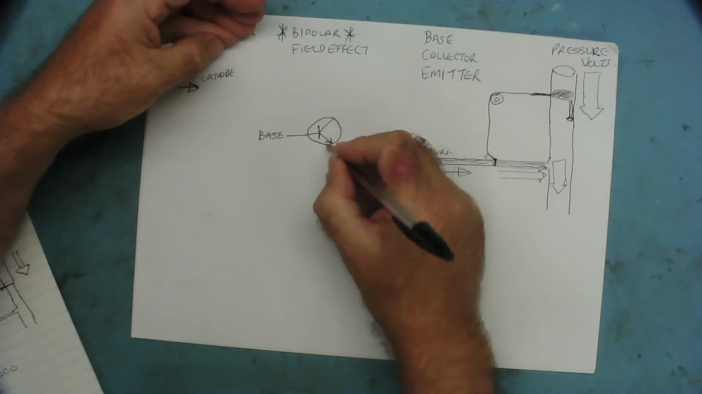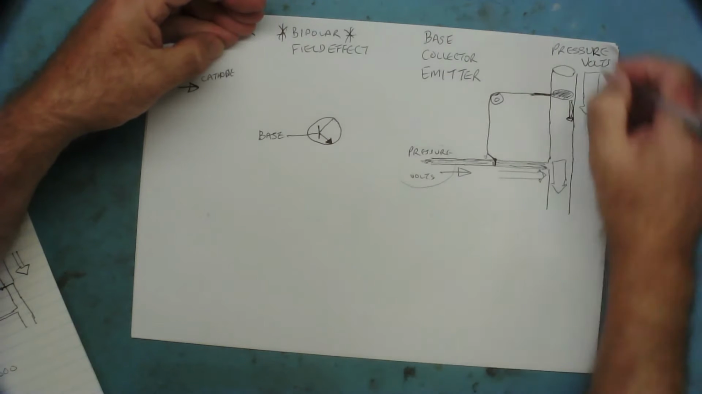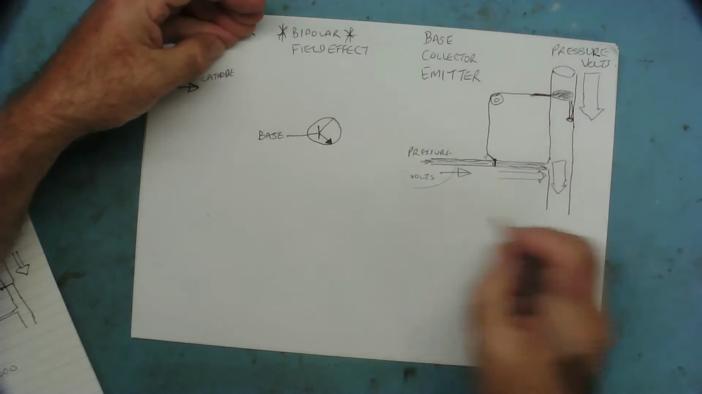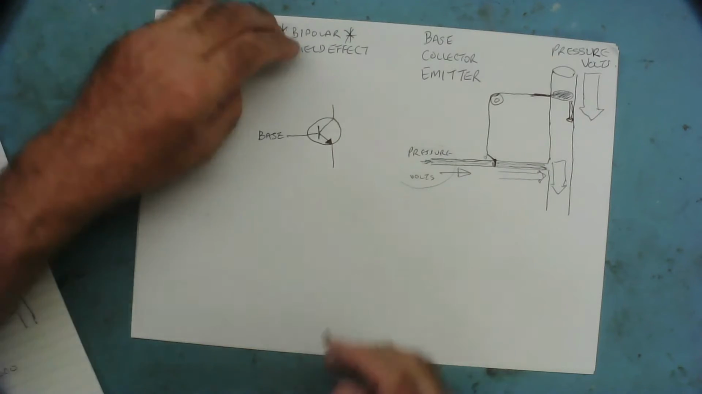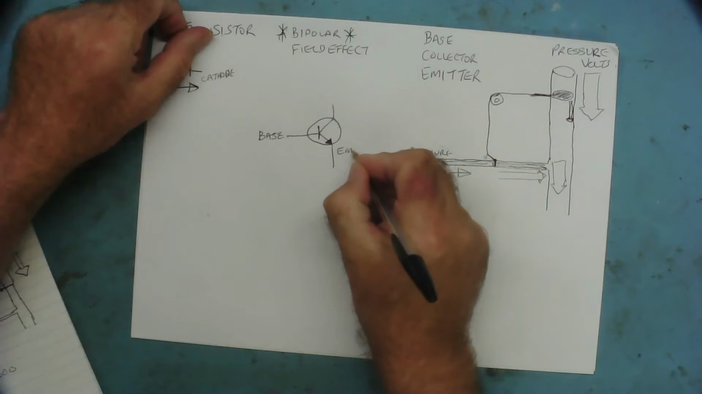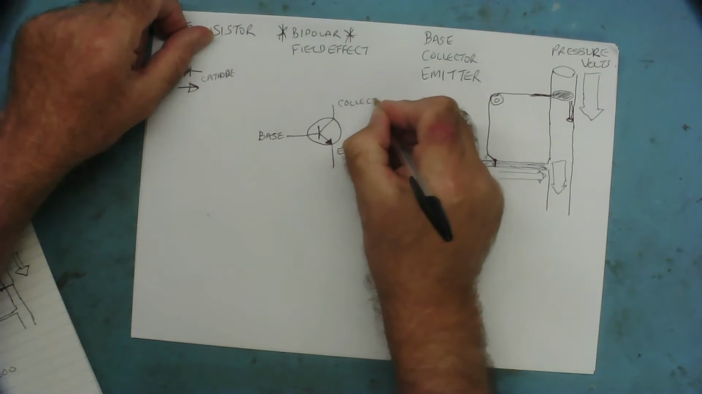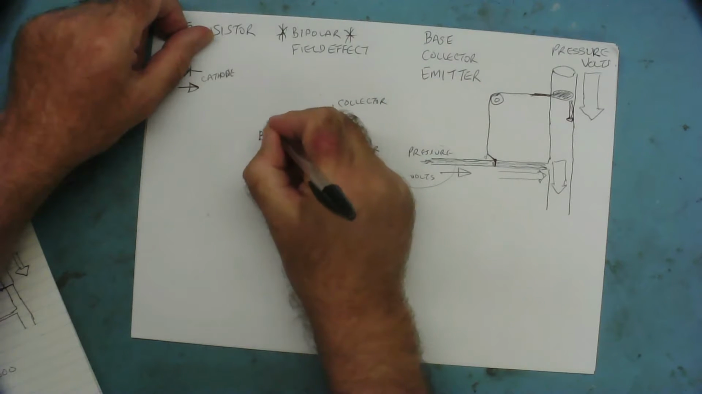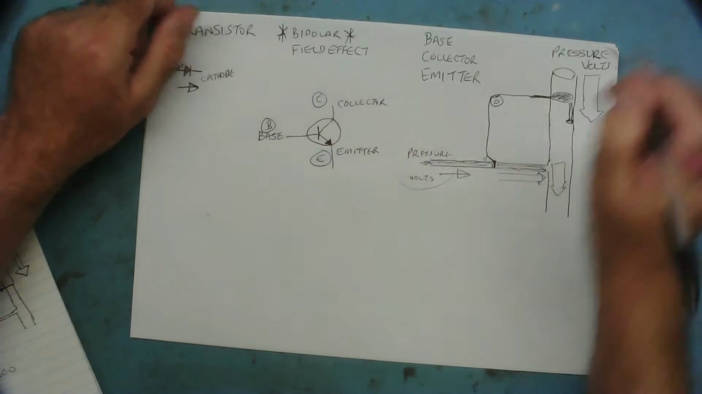And the arrow on the emitter points in the direction of the current flow, yeah, the conventional current flow. So that is a transistor, that is that pipe, okay. This is the emitter and this is your collector. Often we call them B, C, E, yeah.